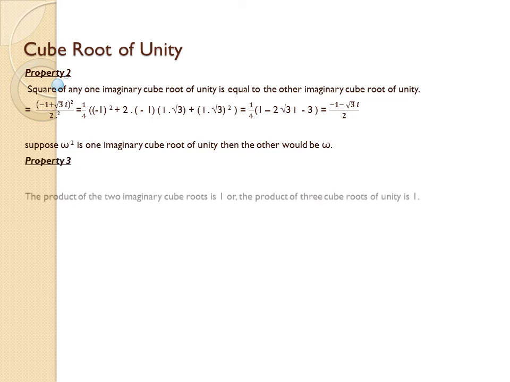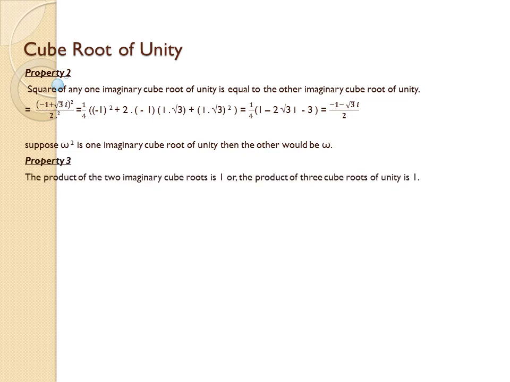Property 3. The third property is that the product of the two imaginary cube roots is 1, or the product of the 3 cube roots of unity is 1, because the first cube root of unity is 1, which is real. The other two are imaginary cube roots of unity, and if we multiply the two imaginary cube roots and that becomes 1, then 1 multiplied by 1 means the product of the 3 cube roots of unity is 1.